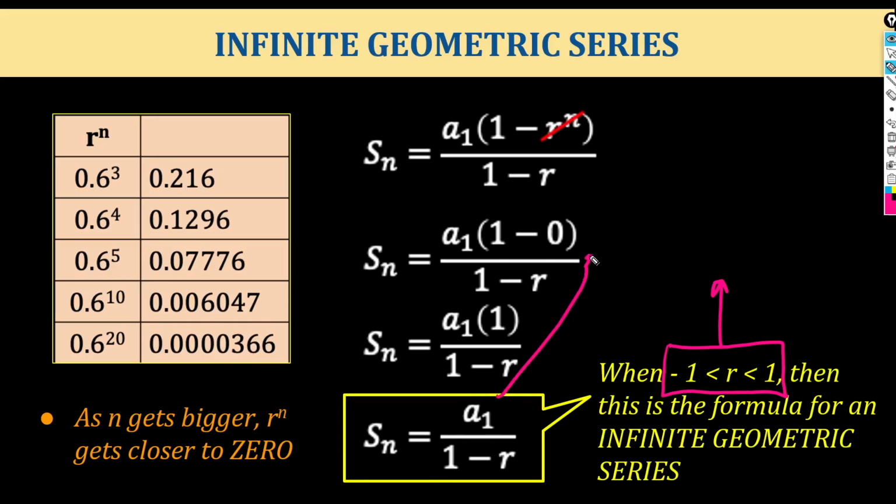In fact, we can change that a bit. Instead of s sub n, that's sum to infinity is equal to a sub 1 over 1 minus r. That's your second formula. Remember, we only apply this formula for infinite geometric series wherein the value of r is between negative 1 and 1. Dun mo lang pwedeng gamitin ang formula na ito, sum to infinity. Otherwise, hindi mo yan magagamit. Okay?